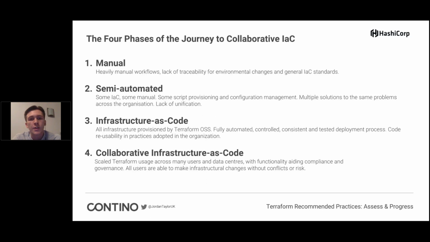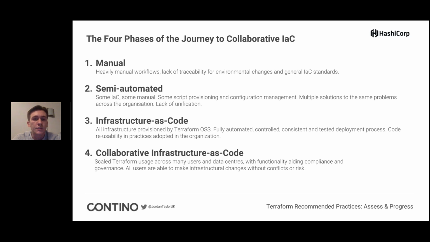The 4 phases of the journey tend to be manual. At this stage, everything is heavily manual, there is pretty much no infrastructure as code in the organization, and there is almost zero traceability in your environments. Then it goes to semi-automated. At this stage, you've got some manual work, but also some infrastructure as code in the labs of the organization, and then there will probably be multiple solutions to the same problem. There's a lack of unification across the organization when it comes to how you provision your infrastructure.